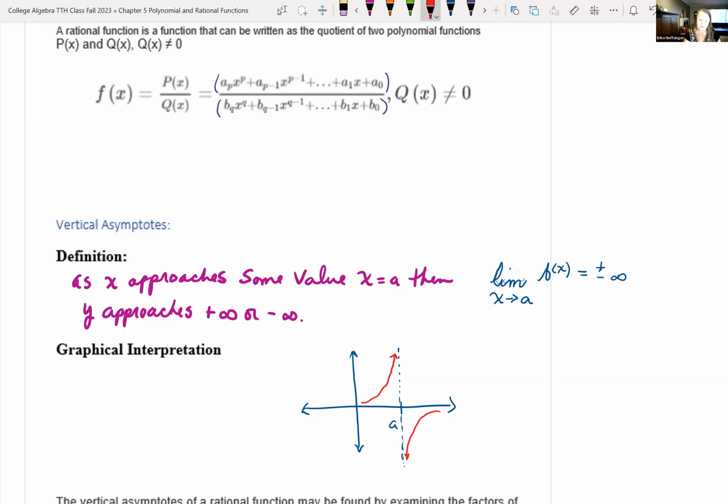It's possible that they're both going upwards as we get closer and closer to a on the left and the right, or it's possible that they're both going down to negative infinity as we're getting closer and closer to a on the left and the right. But here's an example of what could be happening at a vertical asymptote.